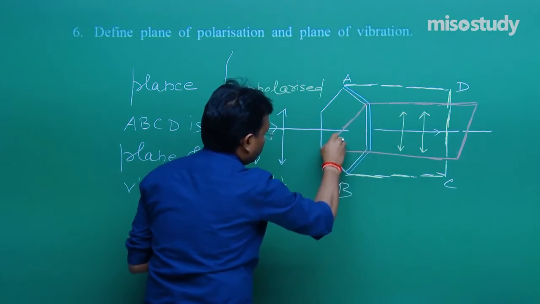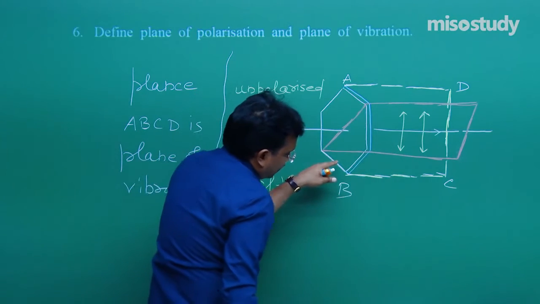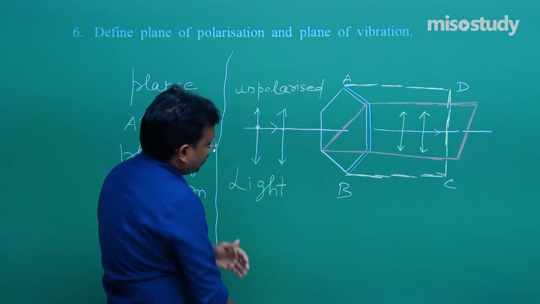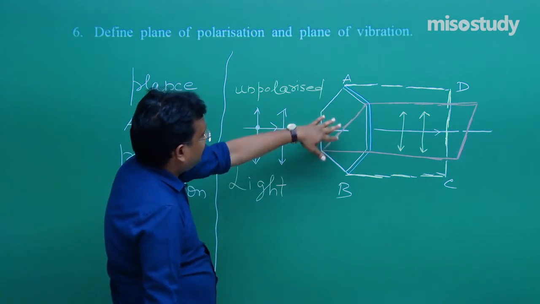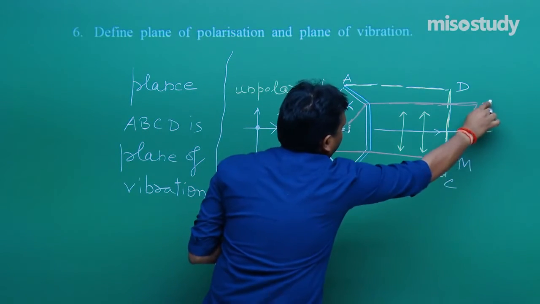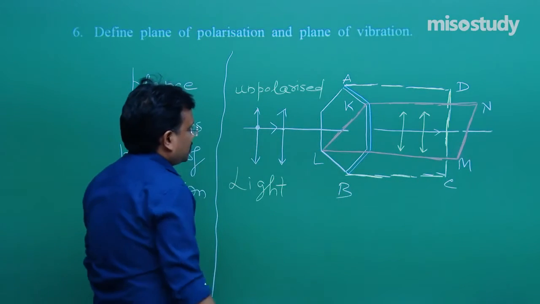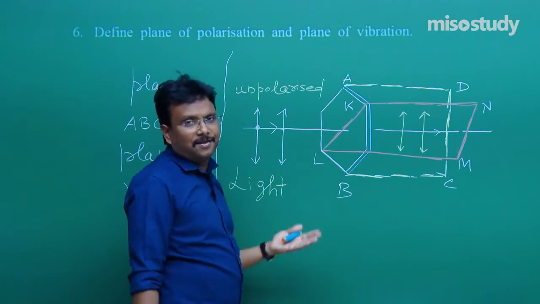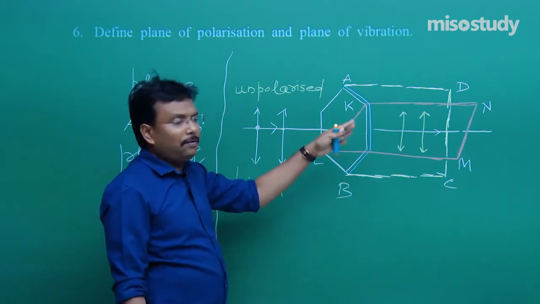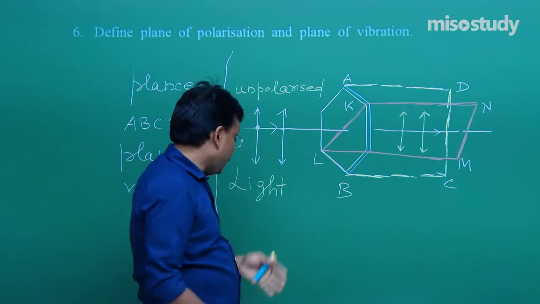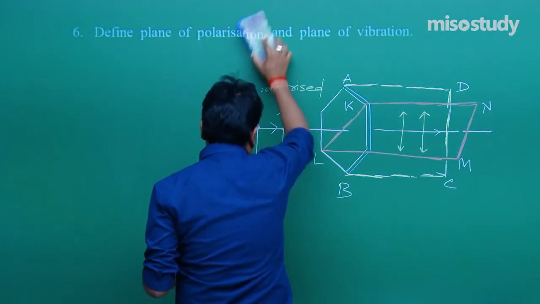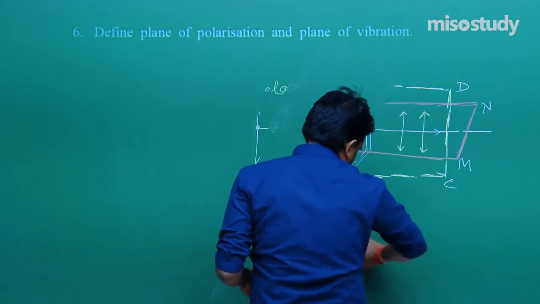So now this red plane, this one, okay. Now what is this red plane? This red plane is the plane of polarization. Fine. So the plane of vibration is this one, A, B, C, D, and the plane of polarization is K, L, M, N. Now you can answer the question like this. Either draw the diagram or mention it like this, or you can write down and supplement with the diagram also. Fine. So this way you can ensure that you are getting full marks without any difficulty.